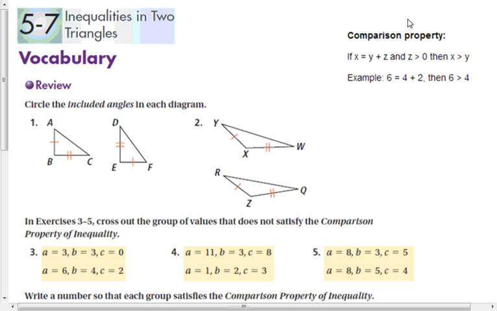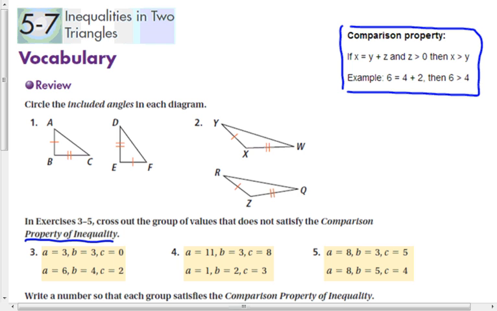Go ahead and do this review. Notice that I added this up in the corner. You might want to write that down. You're going to need that to do the review, this part right here. That's the property, the comparison property of inequalities. Go ahead and do that and I'll check back with you.